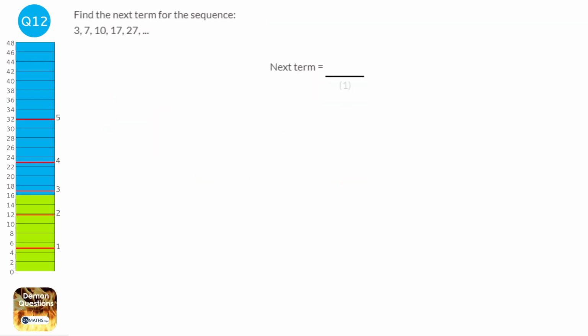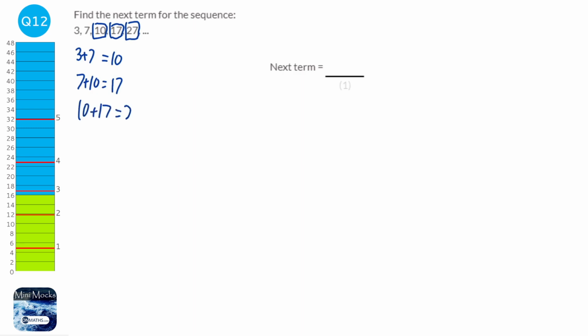349.28. What we notice is that to get this 10, we add the 3 and the 7. To get this 17, we add the 7 and the 10. To get this 27, we add the 10 and the 17. Whenever we have this kind of sequence, it's called a Fibonacci sequence. You essentially add the previous two terms to get to the next term. So what we need to do is simply add the 17 and the 27. When you do that, you get 44. So our next term is 44.